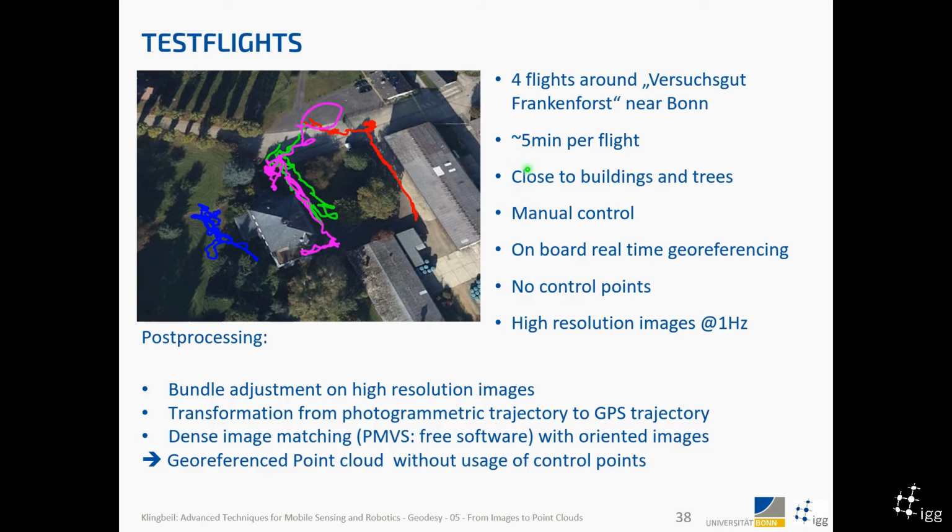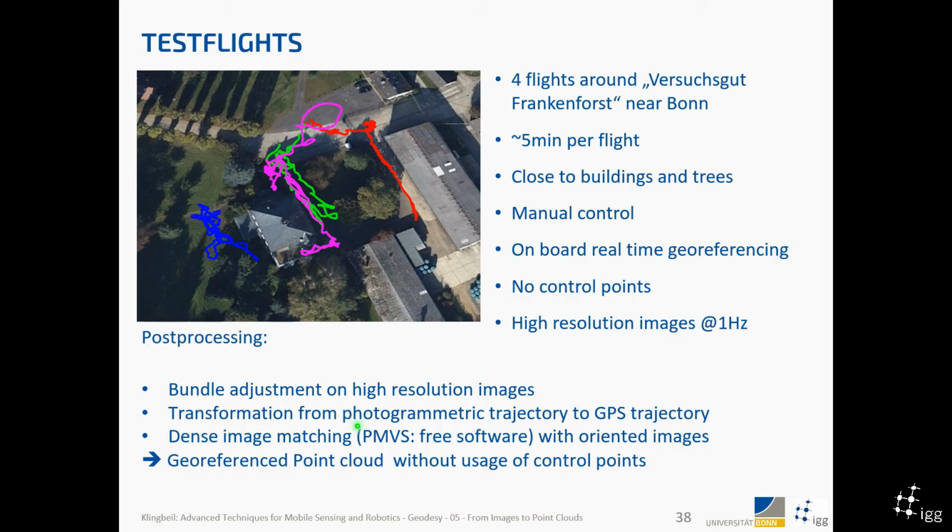We did some test flights just to show some results here. So this here was now four different flights in the area of that building and those trees. It's an area called Frankfurt, which belongs to the uni, and it was a 5-minute flight each. And it was manual control, so no automated flying here. And what we did, we then used our onboard georeferencing system to tag the images, right? So we used the real-time generated position and orientation and assigned them to the images that have been taken during those flights.